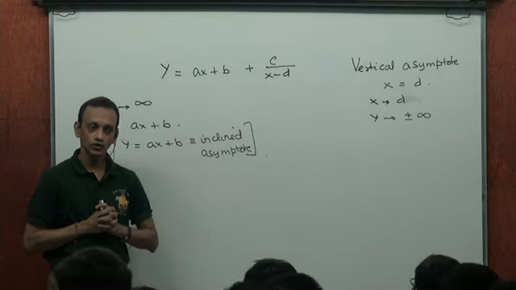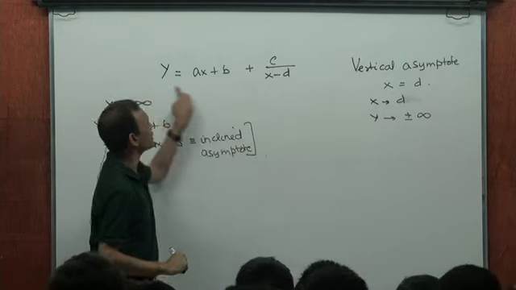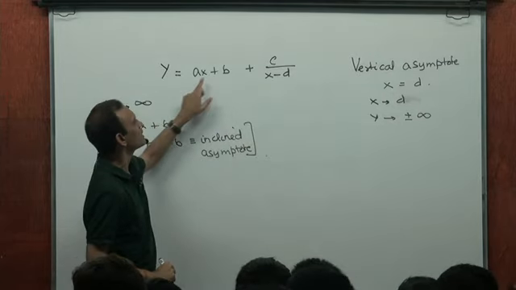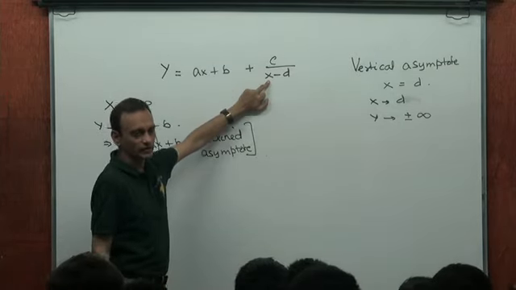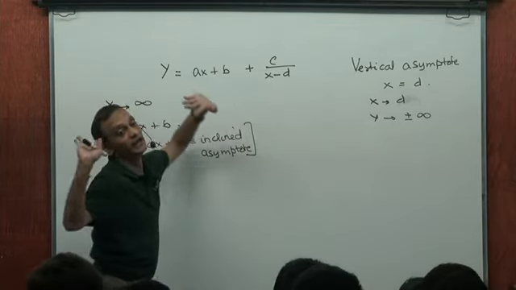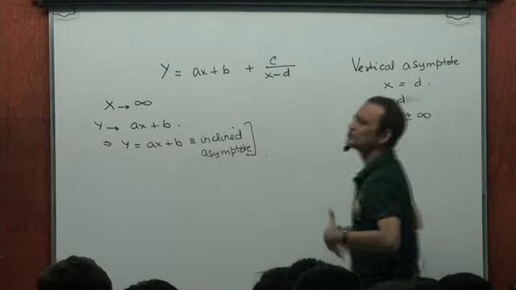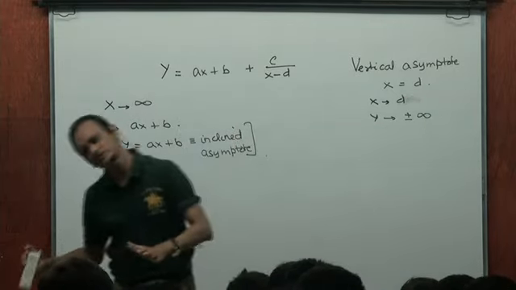Is that okay or not okay? So if someone gives you a curve like this, you can say x equal to d will be a vertical asymptote and y equal to ax plus b would be an inclined asymptote to the curve. So this was a very rudimentary understanding of asymptotes, but that's enough.